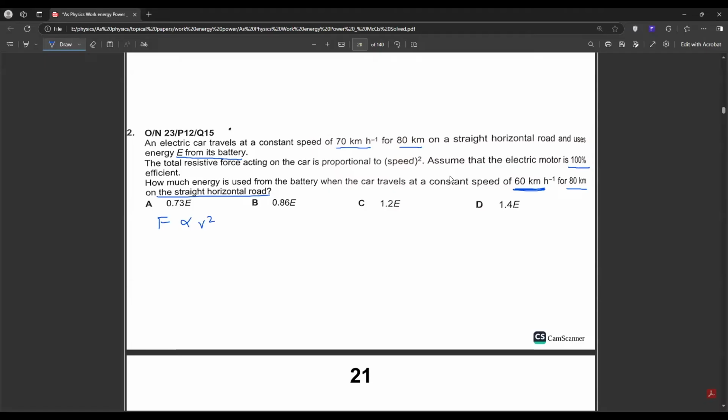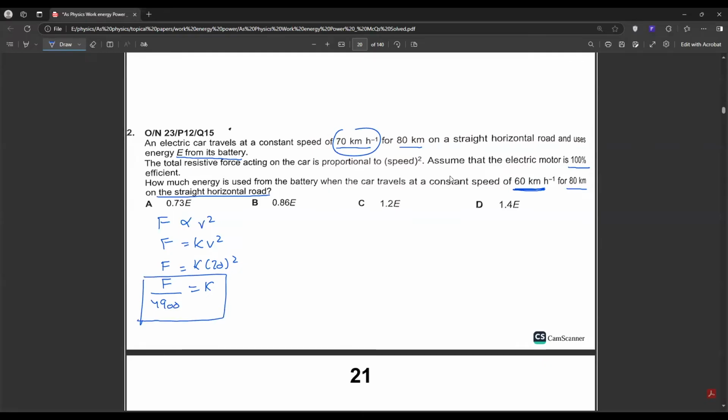So first of all, can we remove this direct proportionality sign? Yes. And there will come a constant k, F equals k v square. When the velocity is 70, what is the value of k? F over 4900 is equal to your k.